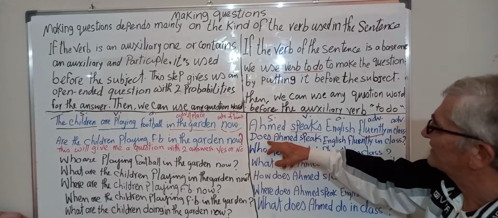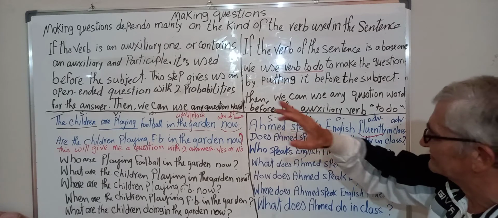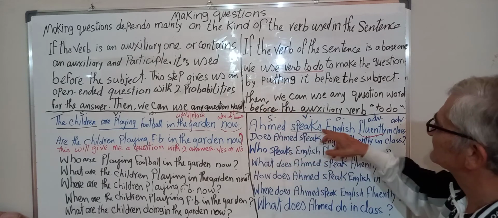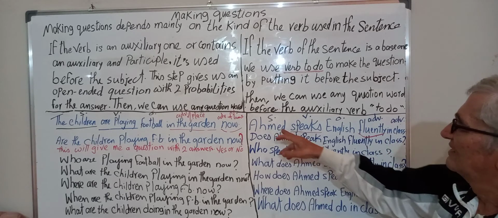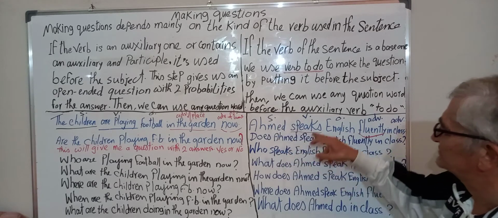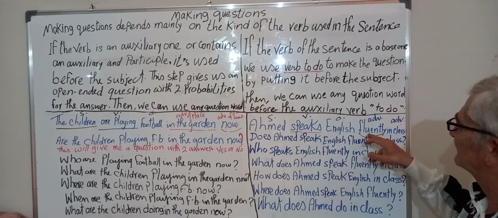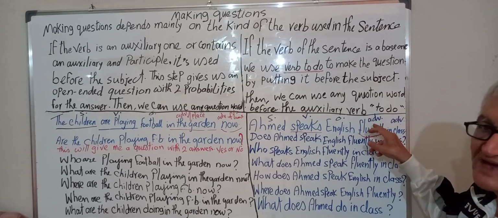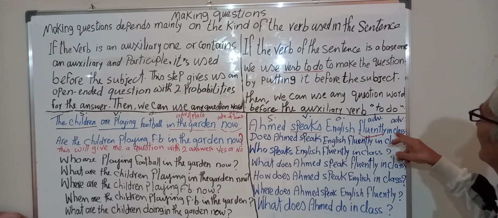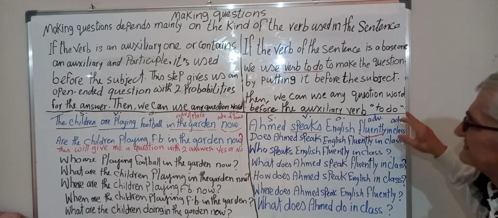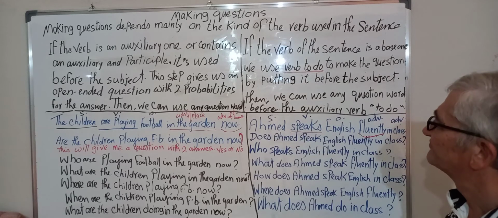Here, the open-ended question: does Ahmed speak, the sentence being, Ahmed speaks English fluently in class. Ahmed is the subject, speaks the verb, English the object, and fluently the adverb of manner describes how he speaks. And in class is the place where he speaks English.